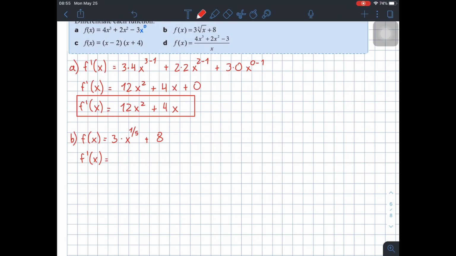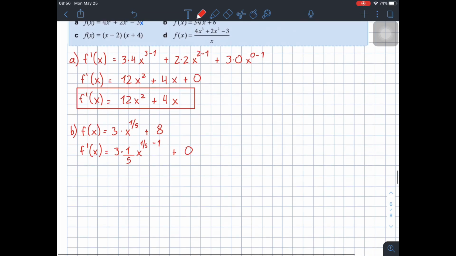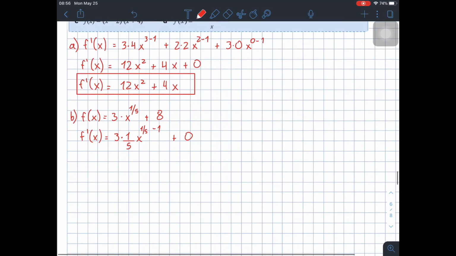So this would be 3 times the exponent, which is taken down, 1/5, times x to the power of 1/5 minus 1, right? And the derivative of 8, which is a constant number, is, as you already should know, 0, right? Plus 0. So then I need to subtract this. 1/5 minus 1, that's negative 4/5. So f prime of x is equal to 3 times 1/5, that's 3 over 5.